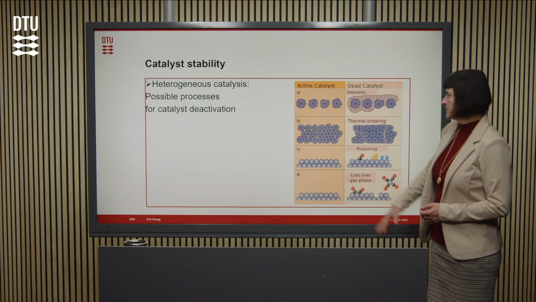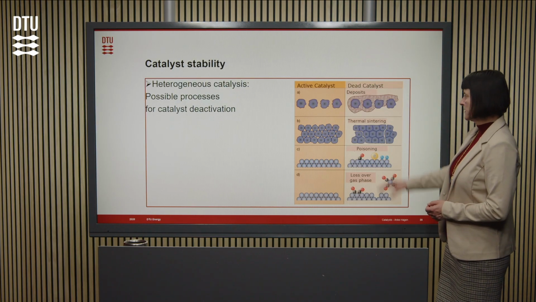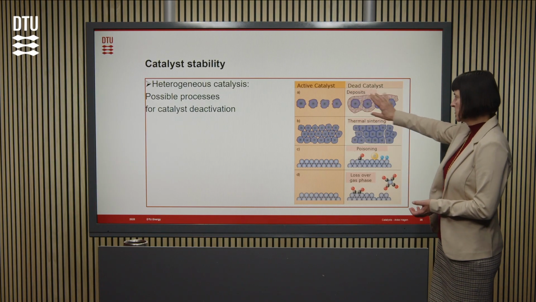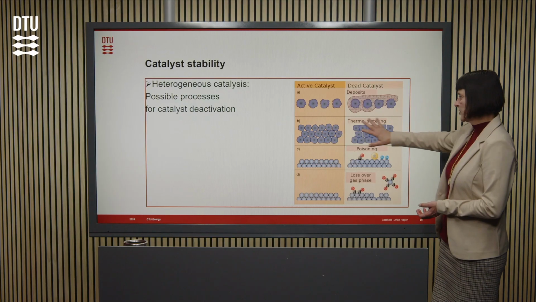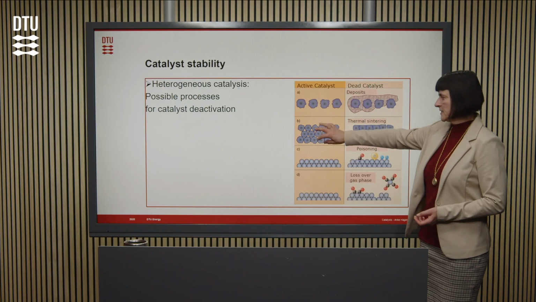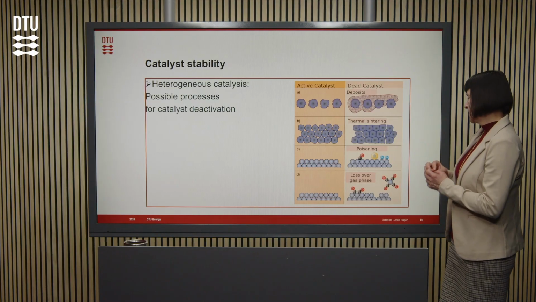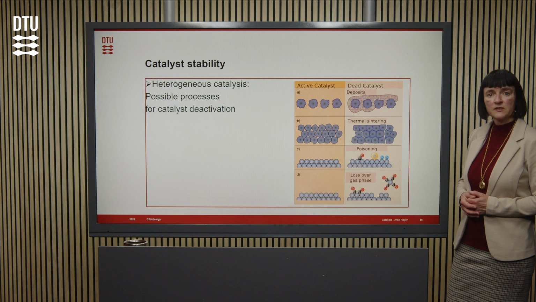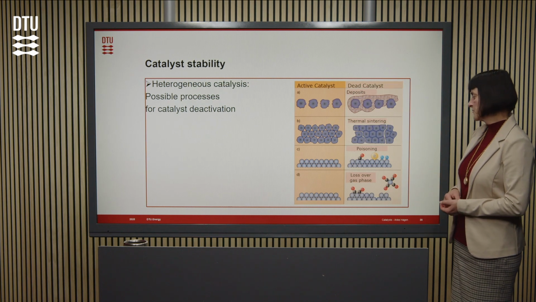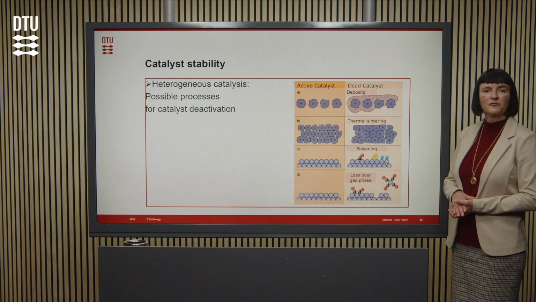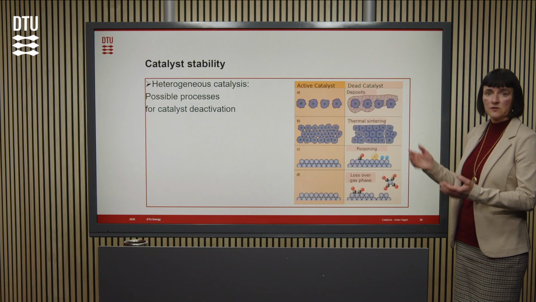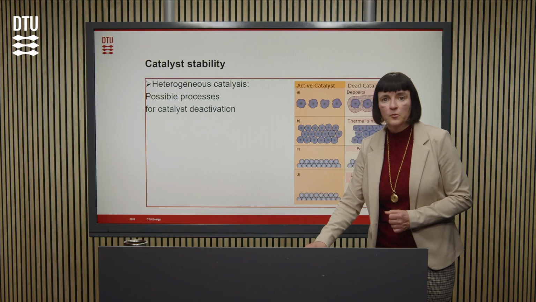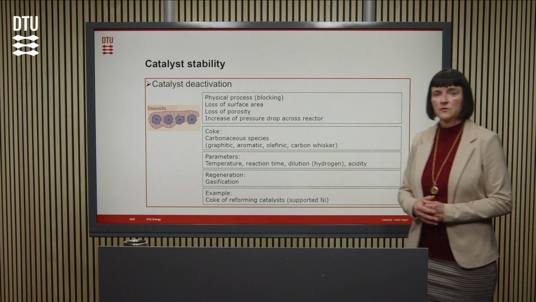Now I would like to list a few possible processes for heterogeneous catalysts to deactivate. So this is the active catalyst illustrated here, and then what happens or could happen as deactivation. One, you can have deposits that cover your catalyst. You could have thermal sintering, so that your single particles are clumping together. You could have poisoning, where your active sites are covered by impurities or poisons on this specific surface. You could also lose part of your catalyst into the gas phase or just out of the system.